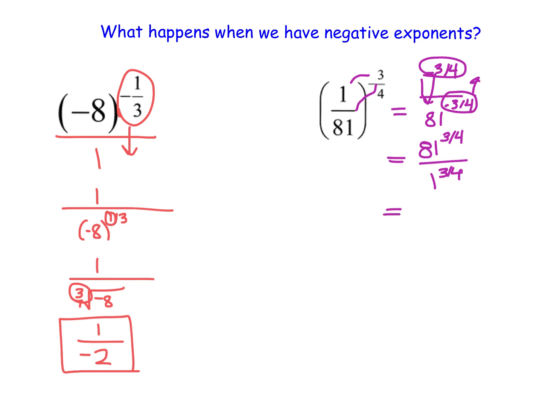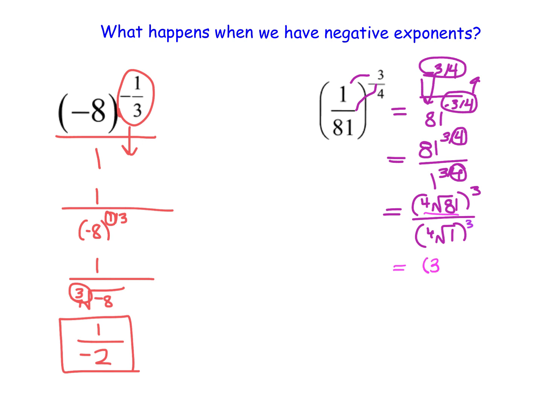Now I can just rewrite these as roots. I know that my denominator is my root, so this is the 4th root of 81, and then I'm going to put my 3 on the outside. And then I have the 4th root of 1 with my 3 on the outside. Now from here, we're going to evaluate our roots. If I take a look at the 4th root of 81, what number to the power of 4 gives me 81? That is 3, because 3 times 3 times 3 times 3 is 81.